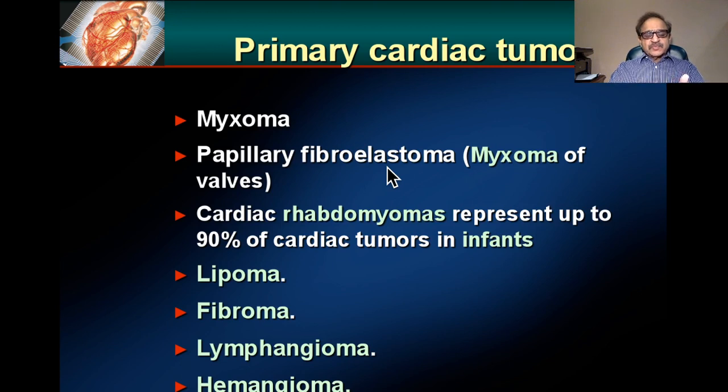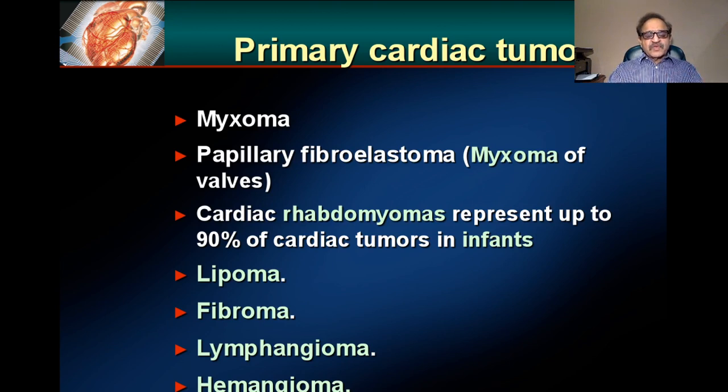They are the tumors which are more common in infants. 90% of the cardiac tumors in infants are rhabdomyomas. And then other tumors like lymphoma is another benign tumor which arises in the subendocardial layer of ventricles. The other rare tumors are fibromas, lymphangiomas, hemangiomas.